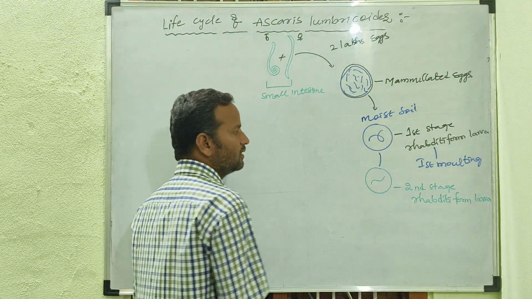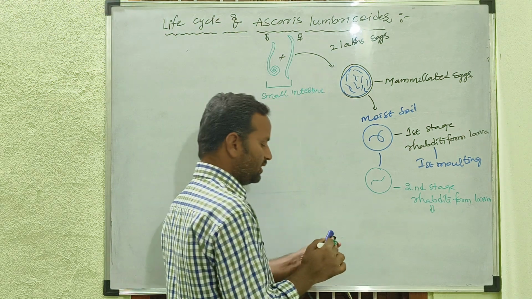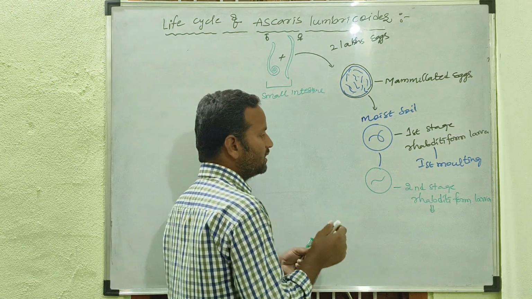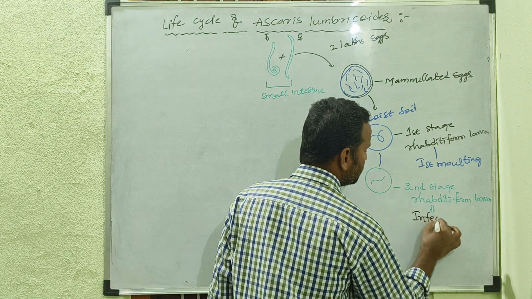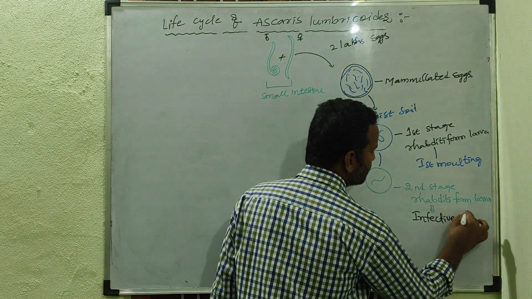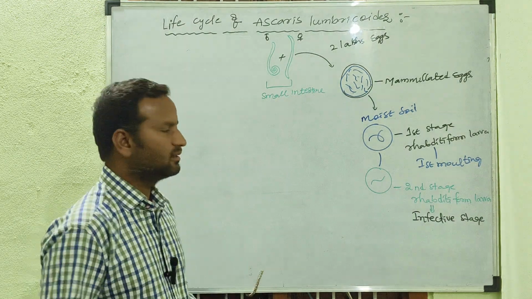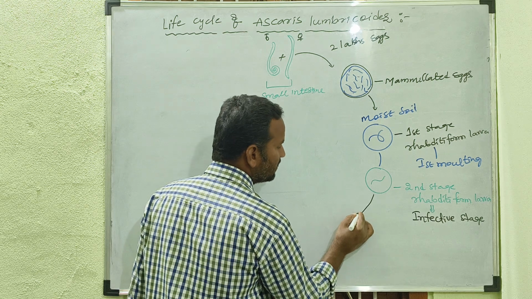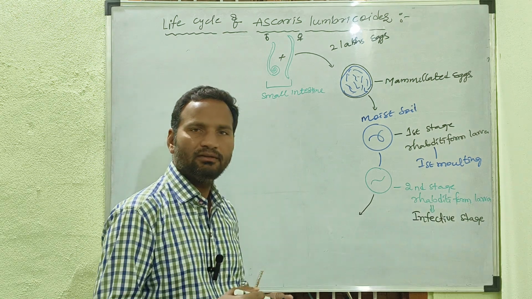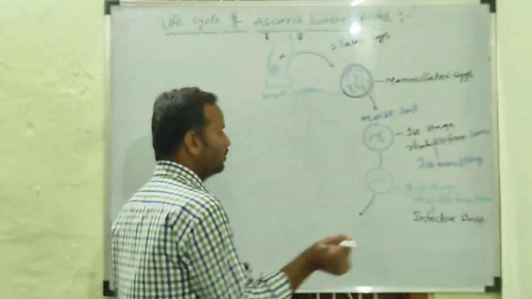Next, the second stage rhabditiform larva is usually the contaminated stage. What does contaminated mean? Infective stage to man. Yes, that's what I'm saying here. When we take contaminated food and water, it enters into the new host.